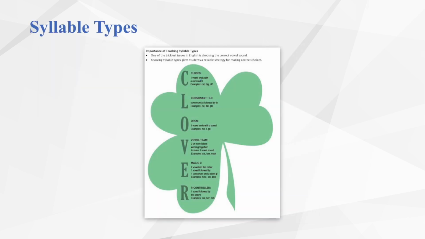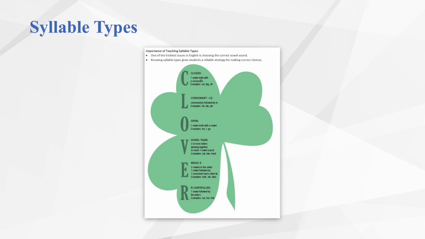The mnemonic on the screen is used to help us remember the six syllable types. With knowledge of the six syllable types, 85% of English words are decodable. The most challenging part of our English language is choosing the correct vowel sound in words. Knowledge of these six syllable types gives students a reliable visual pattern to decode words correctly.